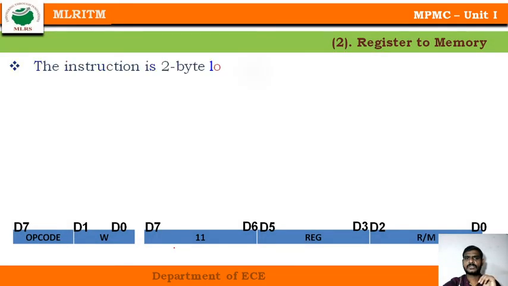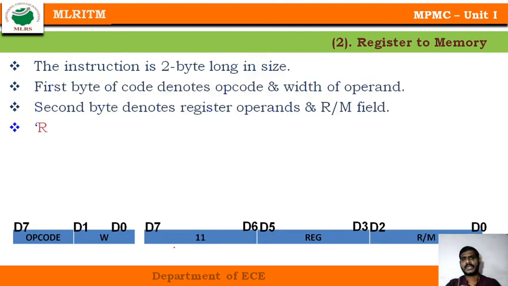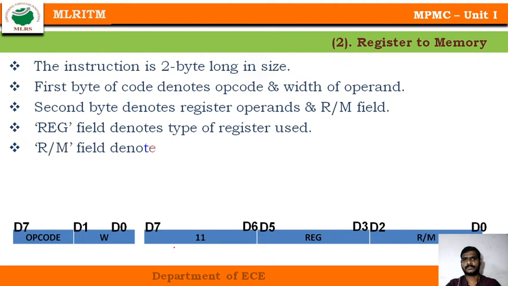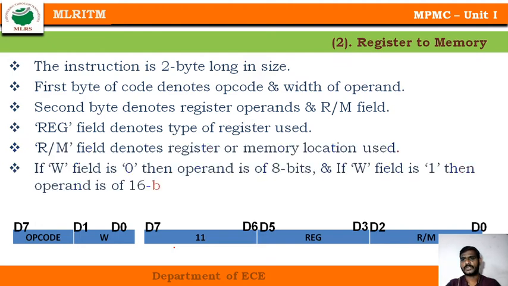Then a register to the memory. When I'm transmitting data from register to the memory, it takes 2 bytes in size. The first byte denotes an opcode value and the width of the operand. That width denotes whether it is a 16-bit or an 8-bit operand. And the second byte denotes the register operand, like where I want the data to be transferred, from register to the memory or memory to the register.